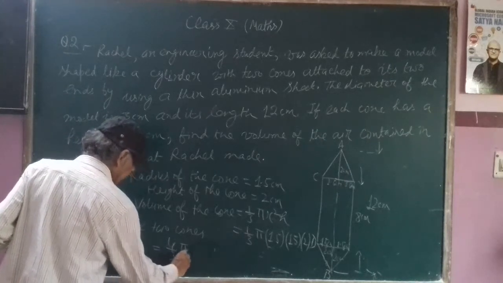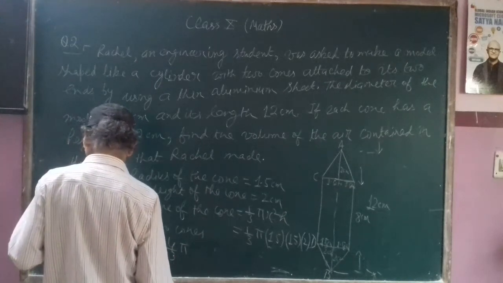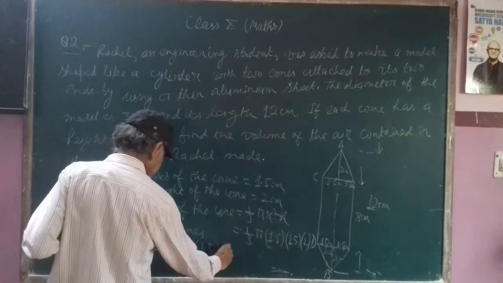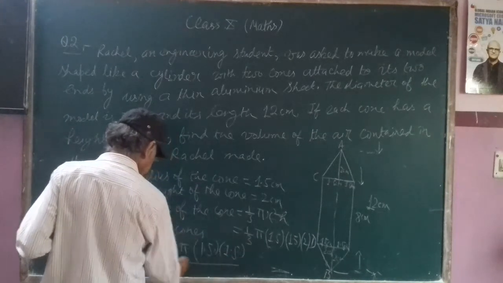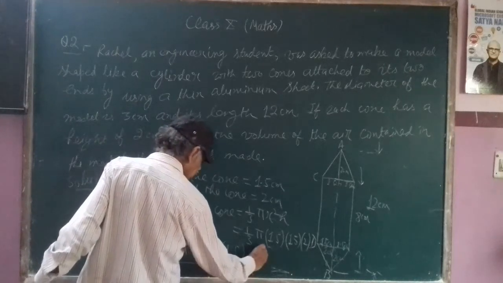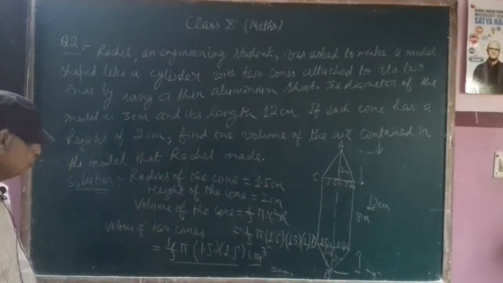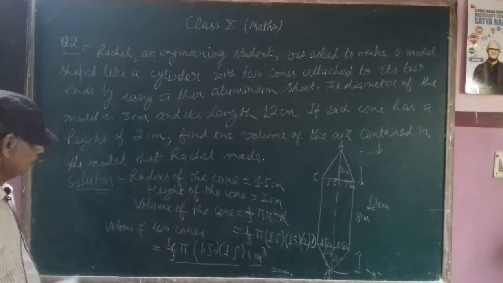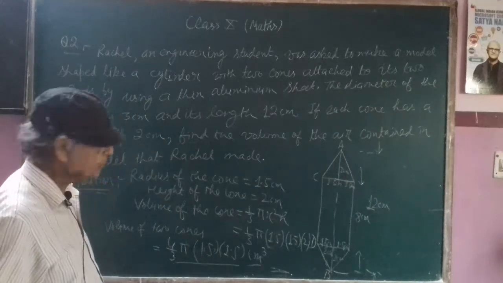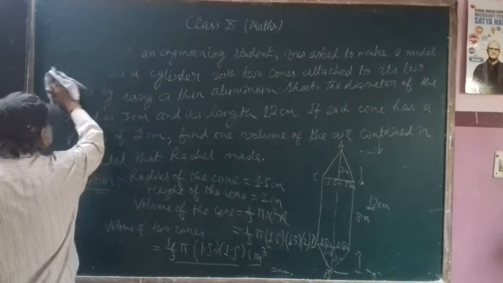Then 1.5, pi into 1.5 into 1.5. So this will be in centimeter cube. This is the volume of the two cones combined, so you have to remember it. I have written it here. As I have a lack of space, I am rubbing it out and doing it further.